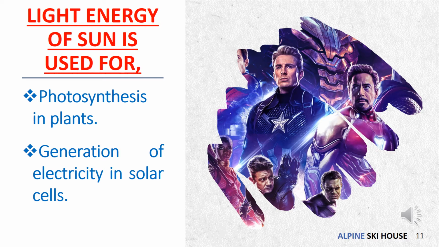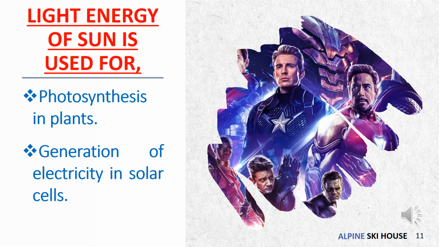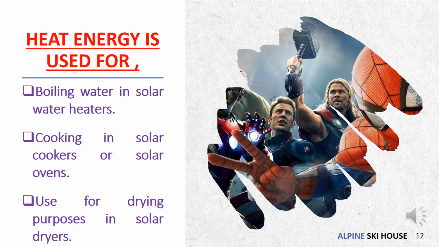Now we are going to talk about light energy of the sun, which is used for photosynthesis in plants and generation of electricity in solar cells. Heat energy is used for boiling water in solar water heaters, cooking in solar cookers or solar ovens, and drying purposes in solar dryers.